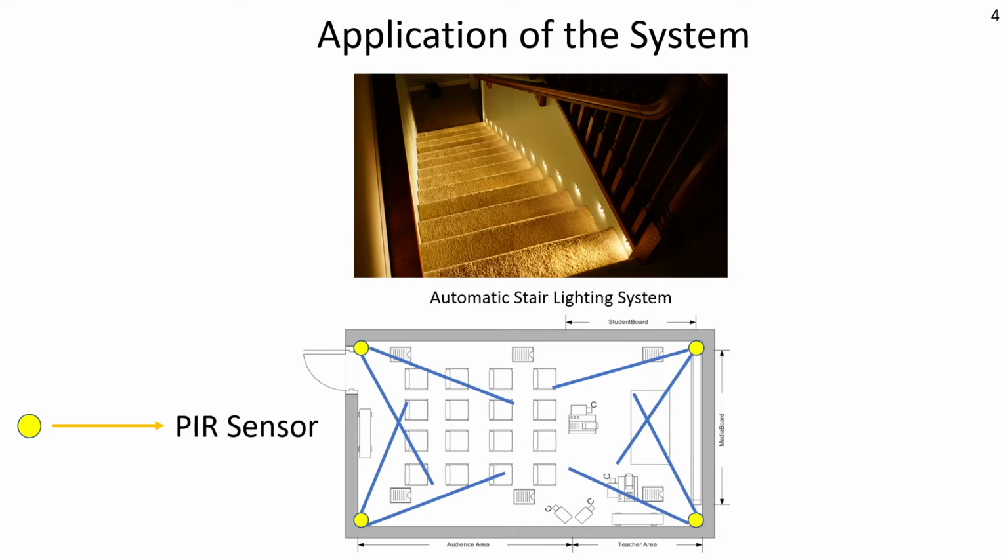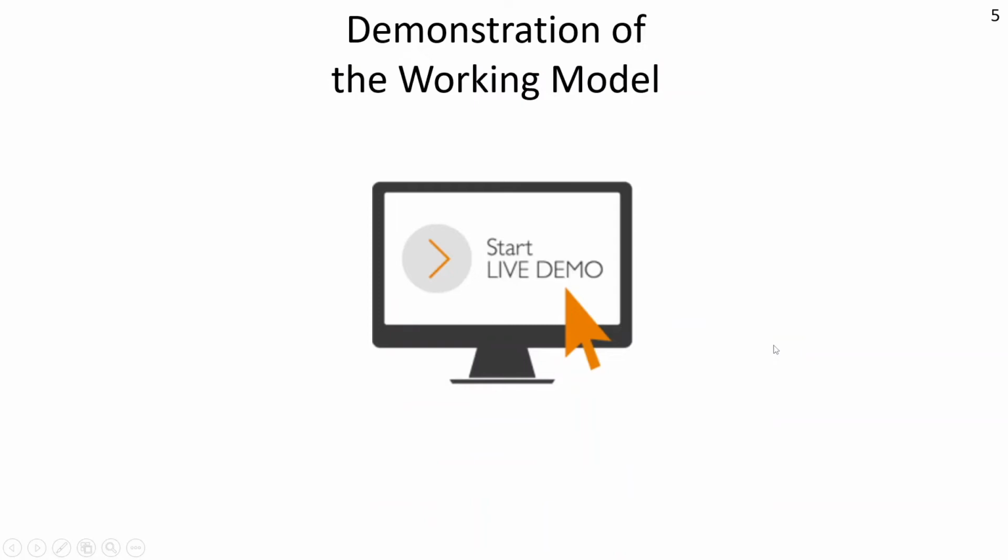Now, what are the immediate applications of the system? One, it can be used for an automatic stair lighting system, where if motion is detected, then the lights in the stairs will get turned on. The other way in which we want to implement it is by adding a PIR sensor at each and every corner of the room. So one near the door and in the other three corners of the room. So as you can see, within this range, whenever motion is detected, the light gets turned on. So let's get on with the demonstration.